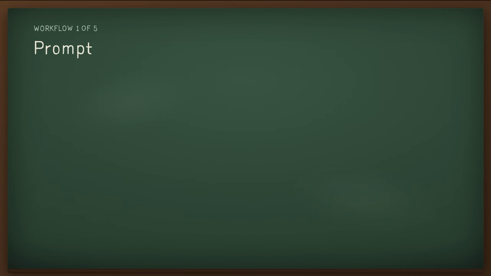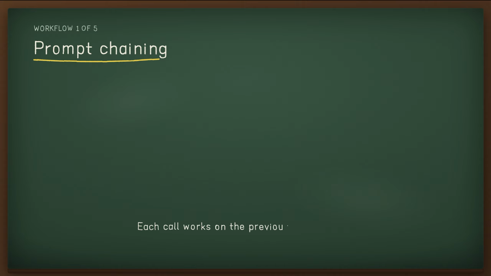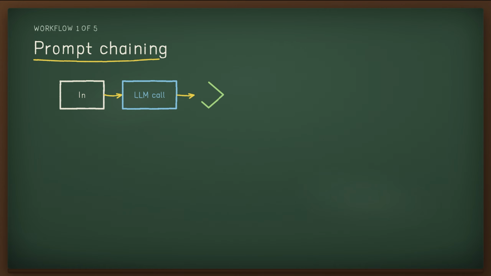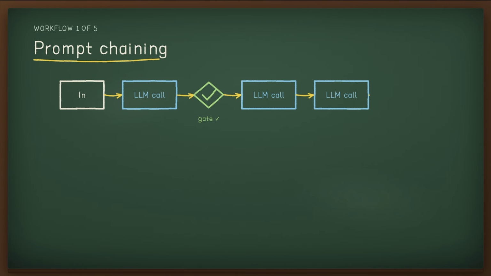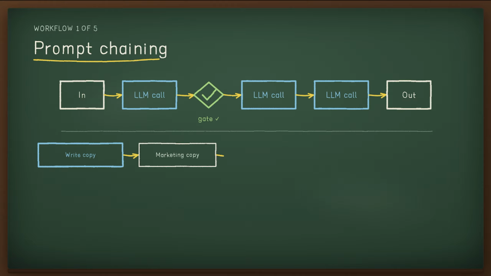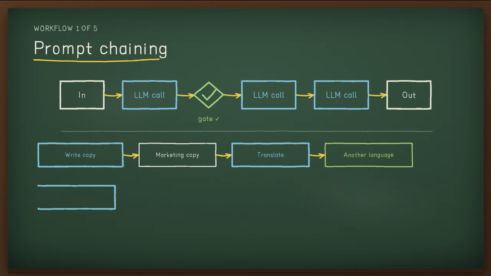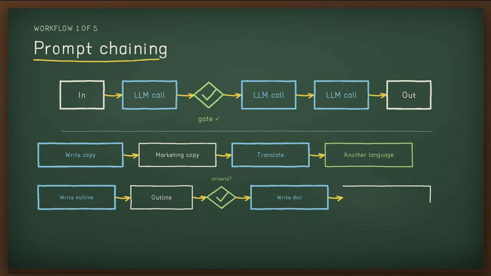The first workflow is prompt chaining. You break a task into a sequence of steps where each model call works on the previous one's output. You can add programmatic checks, gates, at any step to keep things on track. Use this when a task splits cleanly into fixed subtasks. The goal: trade a little latency for higher accuracy, because each call is now an easier job. For example, write marketing copy, then translate it into another language. Or write an outline, check it meets your criteria, then write the full document from it.